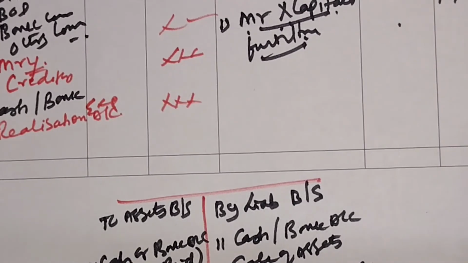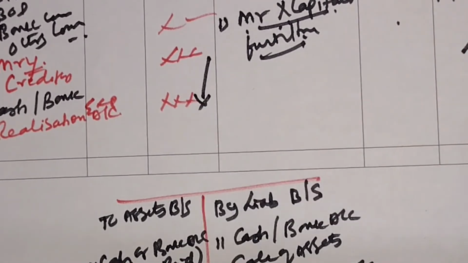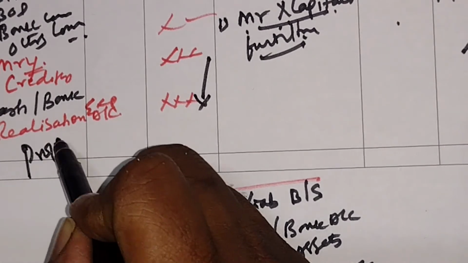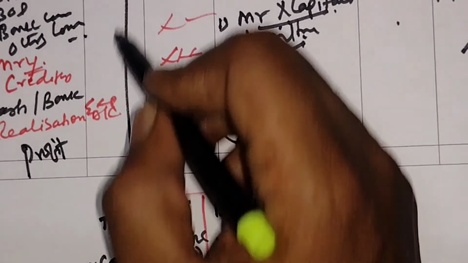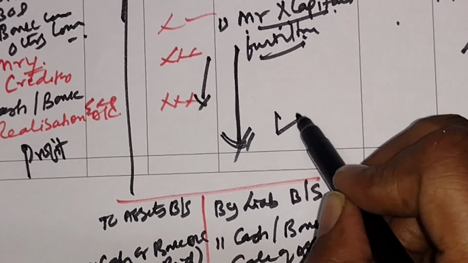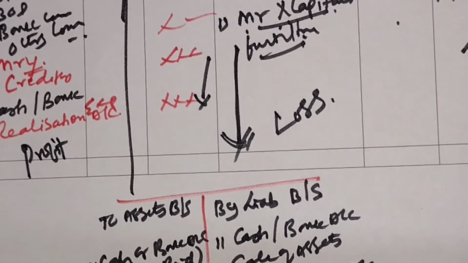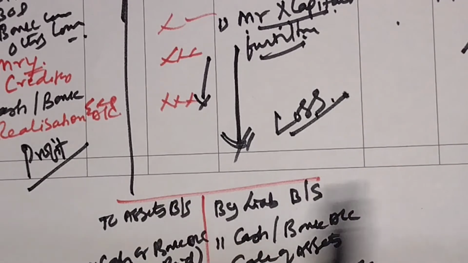After completing all this process, the answer will be on either the debit side or the credit side. If the credit side total is more and the debit side total is less, the balancing figure we get is called profit. In case debit is more and credit is less, the balancing figure we call the loss. That loss or profit is transferred to the partners' capital account. That's it about the realization account.